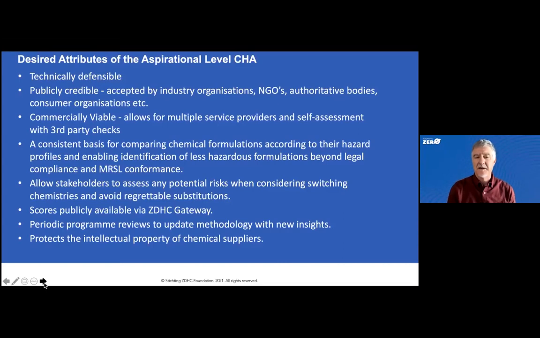But what are the desired attributes that we think that has and that we're building into it? It has to be technically defensible. So they all have to cover the same maybe 18 hazard endpoints.